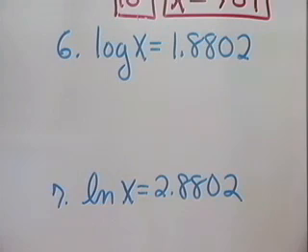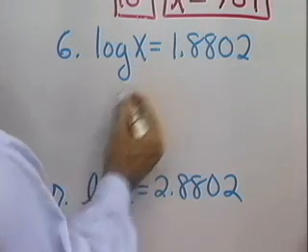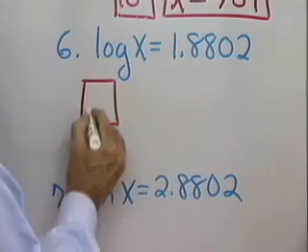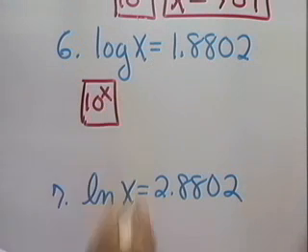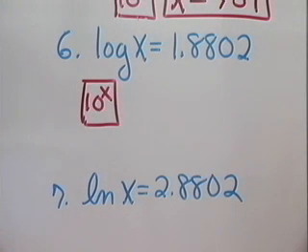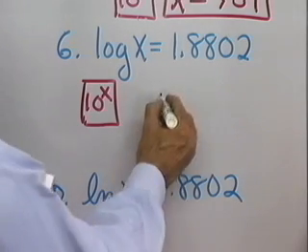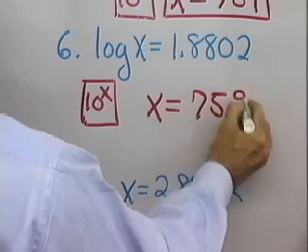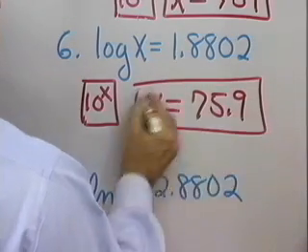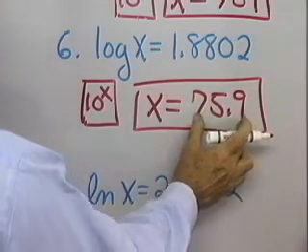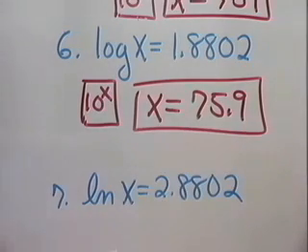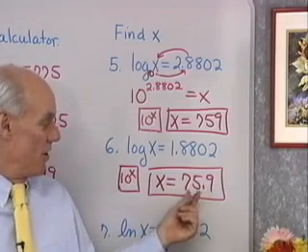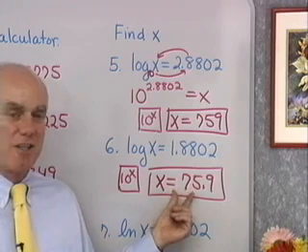Log x is 1.8802. Again, on my calculator, I'll look for the button labeled 10 to the x. Press that button with the number 1.8802, and it should be x equals 75.9. And that's what it is rounded off. Your calculator will show a few more digits than this, but when you round it off, it should come out to be 75.9. Okay, so this is just how to find this number on a calculator.